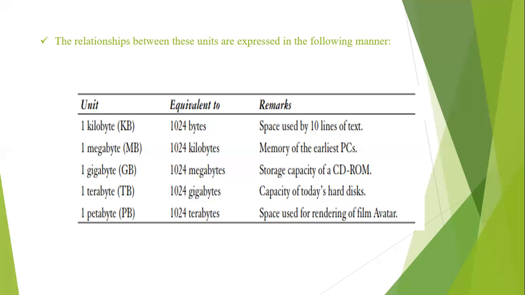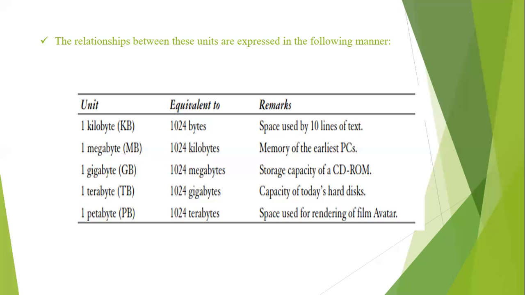1 petabyte is equal to 1024 terabytes. It's the space used for rendering films like Avatar. I hope you have seen the 3D film Avatar. The space used for rendering the film Avatar is roughly equal to 1 petabyte. Look at the sizes: 1 kilobyte, 1 megabyte, 1 gigabyte, 1 terabyte, 1 petabyte. The size increases.